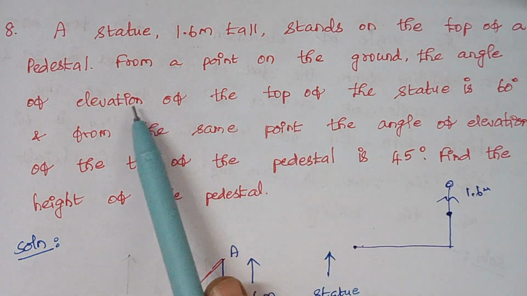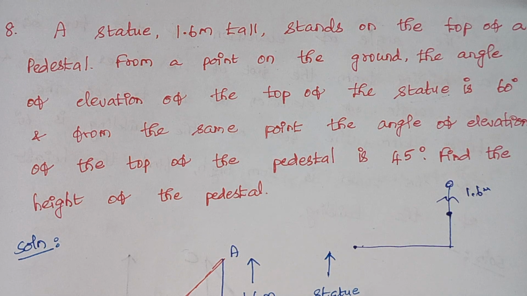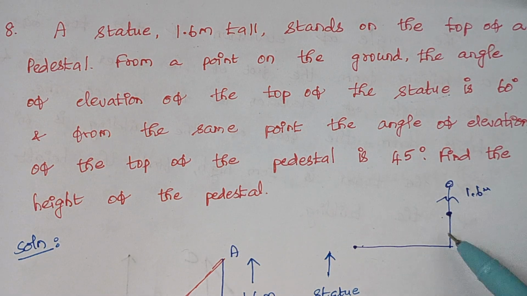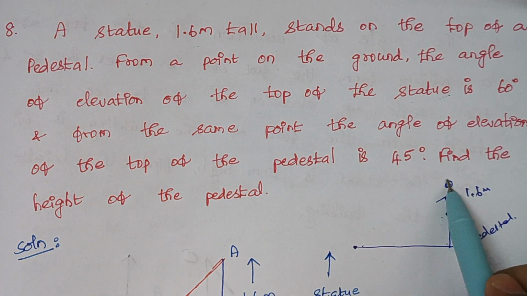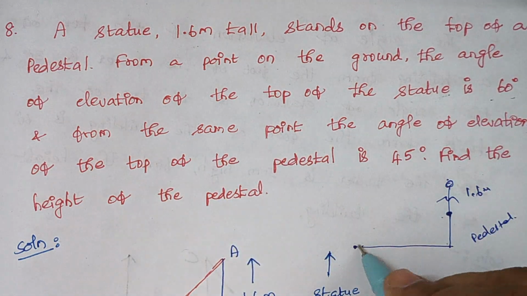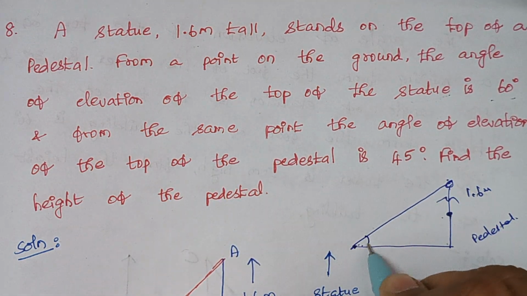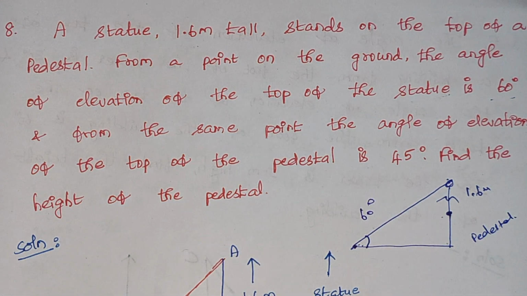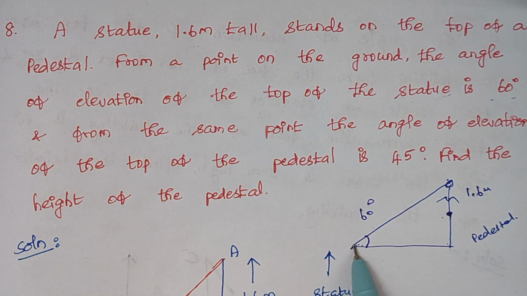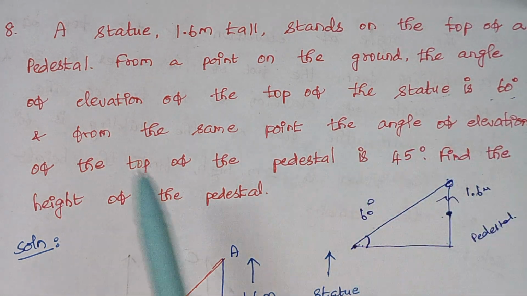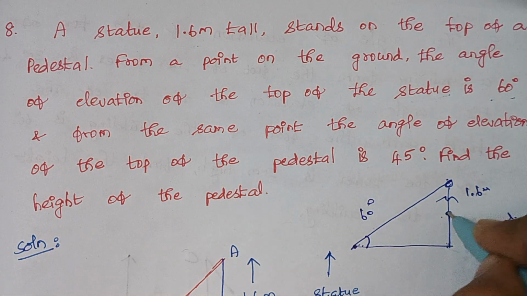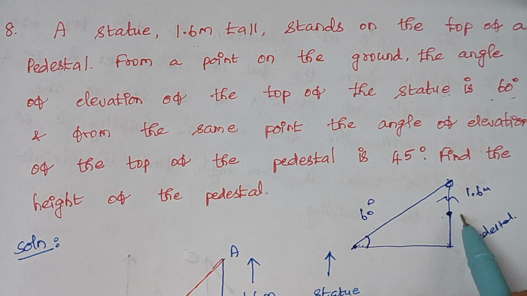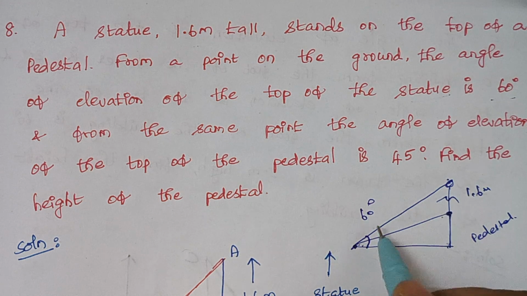Now, the angle of elevation of the top of the statue. So this is your statue and this is your pedestal. So to the top of the statue, the angle of elevation is 60. So from this point to this, here the angle is 60 degrees. Clear? Now, from the same point, the angle of elevation of the top of the pedestal. So here this is your pedestal and this is the top portion of the pedestal. So to this point, you see the angle of elevation is 45 degrees.